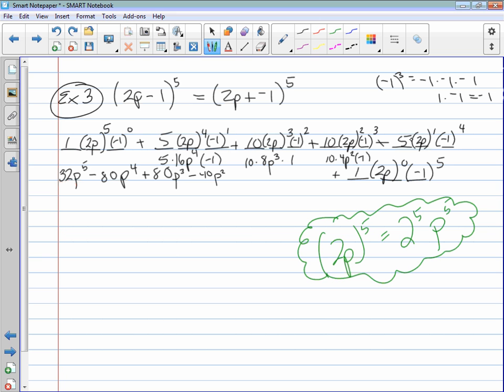So then over here I got 5, 2 to the first power is still 2. Negative 1 to the 4th power is going to end up being a positive 1. So I got 5 times 2 times positive 1 is a positive 10. P to the first power, don't write that. And then here, 1 times anything to the 0 power is 1. Negative 1 to the 5th is going to end up being negative 1. So I know it's a little messy. Let me scoot this down.